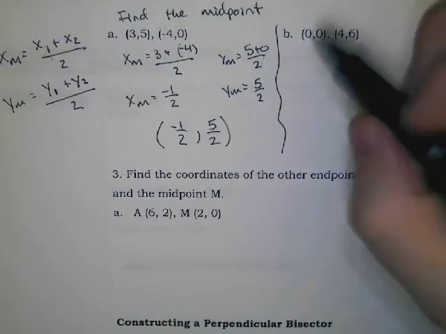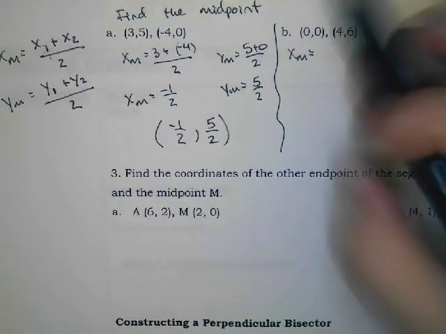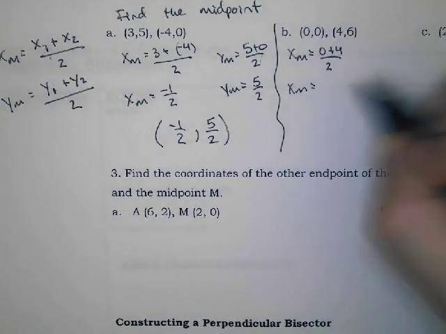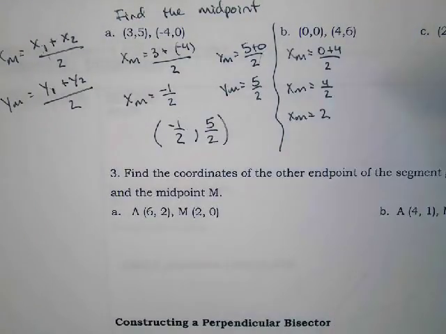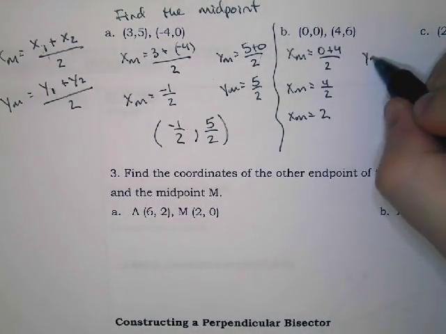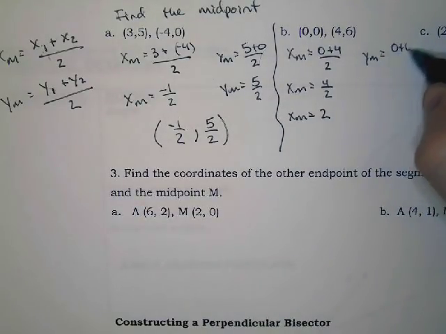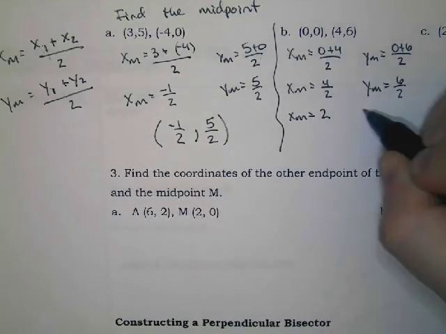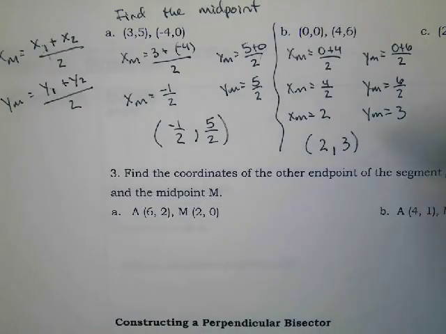So let's try b together. Xm would be equal to x1 plus x2, 0 plus 4, divided by 2. xm would be equal to 4 over 2, so xm equals 2. The midpoint for the y's would be 0 plus 6 over 2. That's 6 over 2, so ym would equal 3. So we'd have the point 2, comma 3.